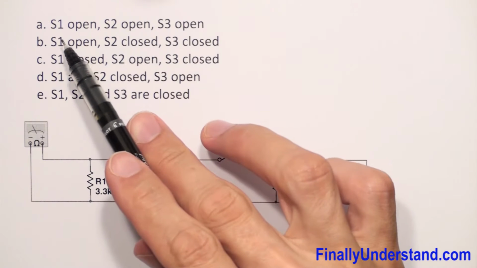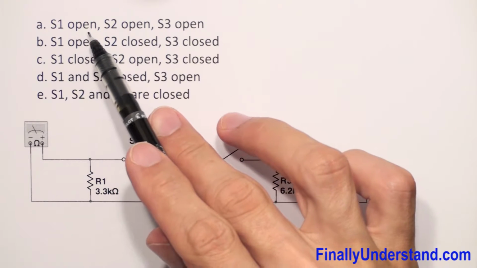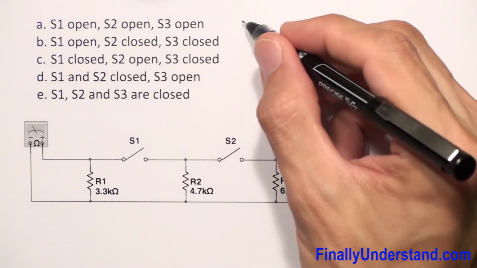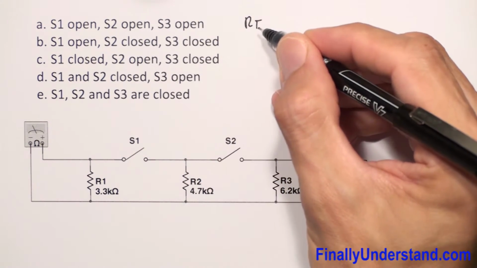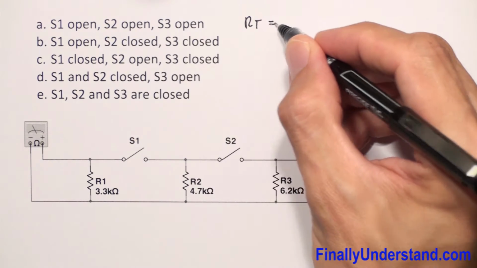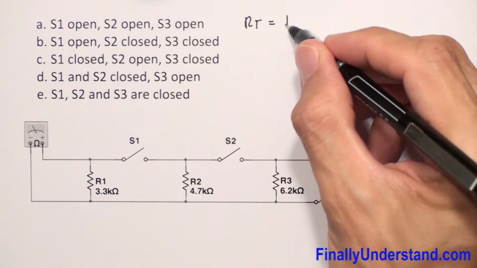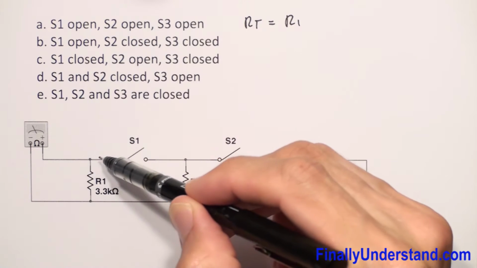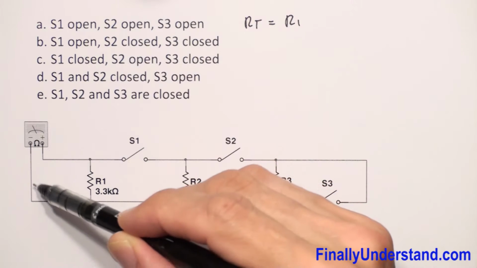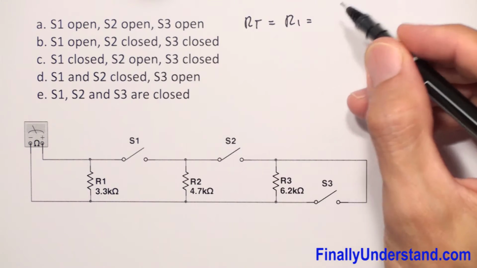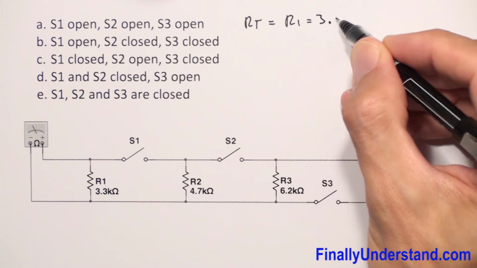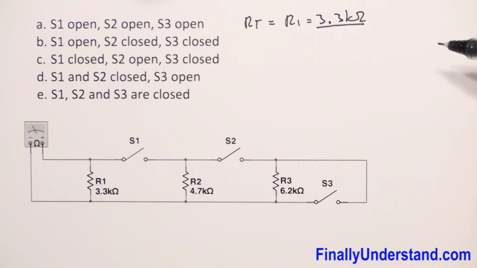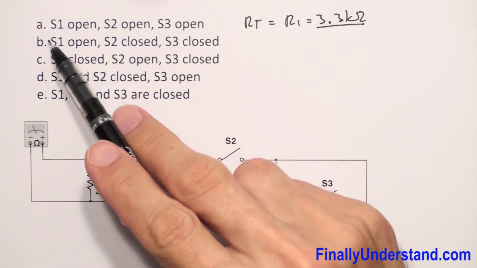So when S1 is open, S2 is open, and S3 is open, total resistance RT in this case is going to be equal R1, because current is going to flow only by resistor R1, okay? And this is equal 3.3 kilohms. Okay, so this is the answer for part A.